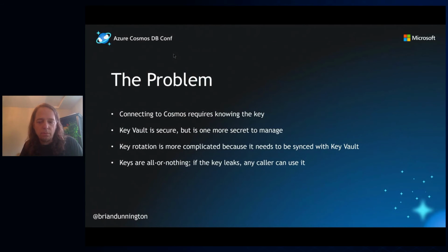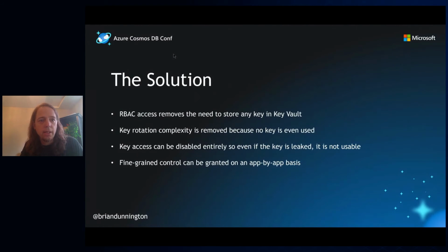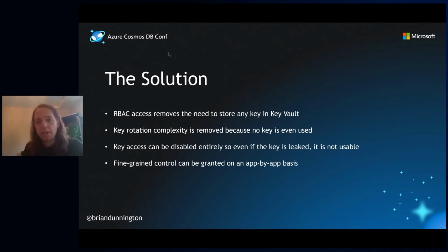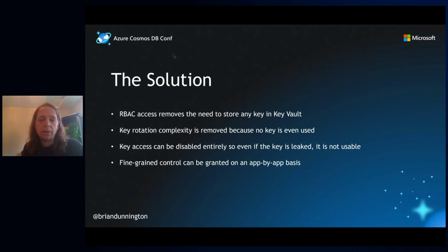We talked about why using a key might be problematic. And now we can talk about why using keyless might be better. You don't need to store your key in Key Vault or in your app settings at all anymore. So it's one less secret to manage. That key rotation complexity is not only easier, it's completely removed. There's no key to even rotate, so you don't have to worry about it. And like we saw, you can disable key access entirely so that even if your key did leak and some attacker got it, it's useless to them because you're not allowing access via key at all anyway, only via role-based access.